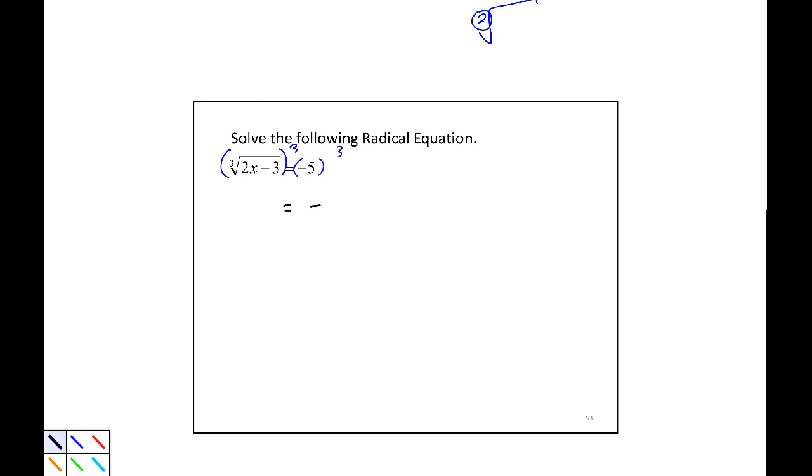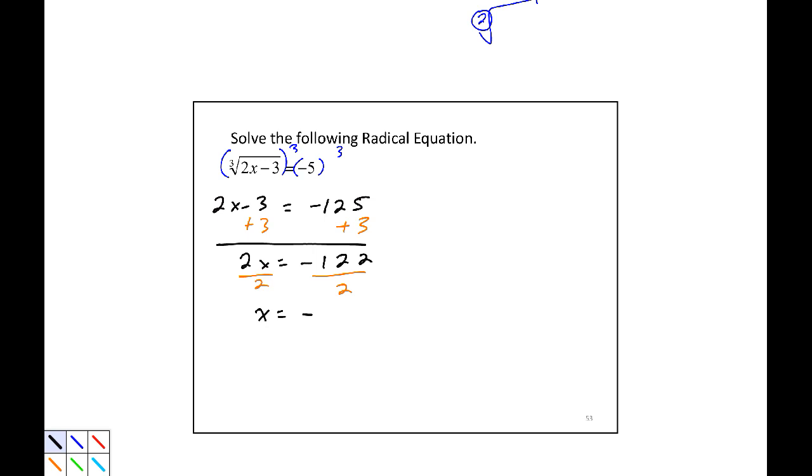The right hand side is negative 125, and the left hand side is 2x minus 3. So if we add 3 to both sides, 2x equals negative 122. Dividing by 2, x equals negative 61. Now let's check this.